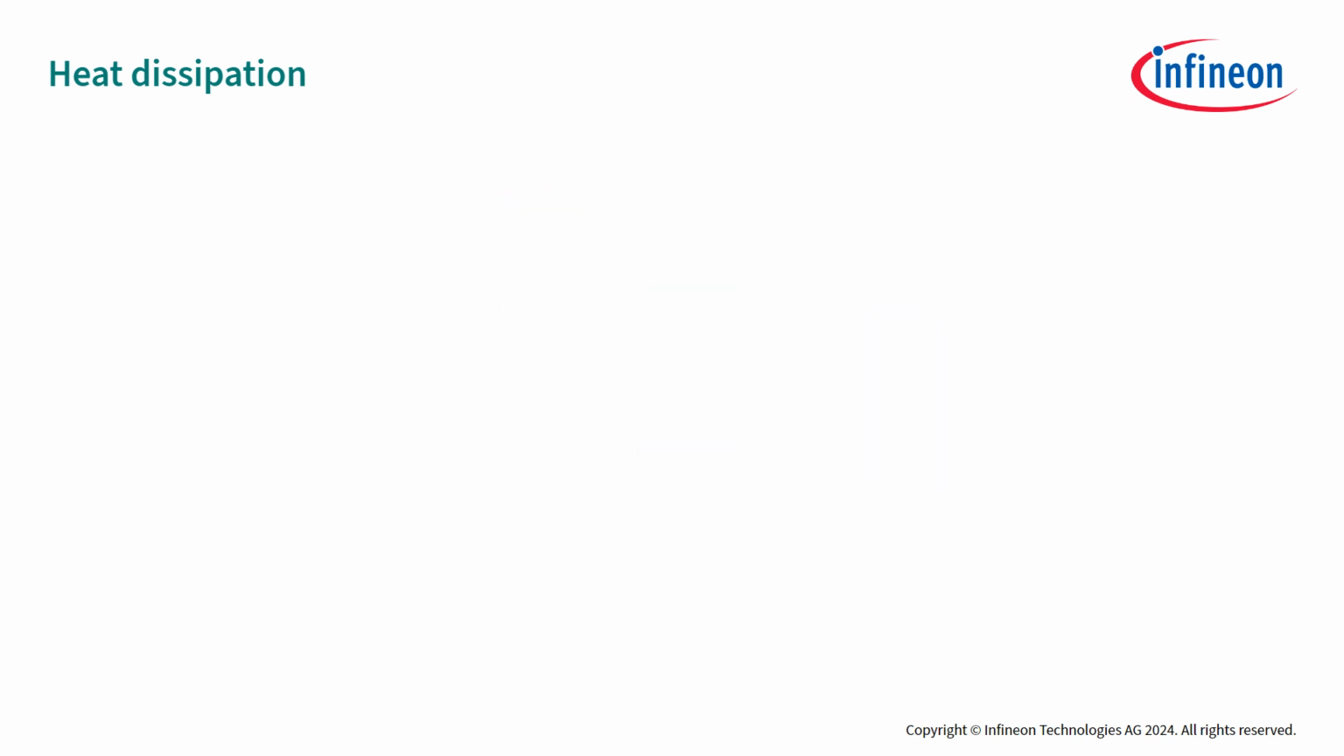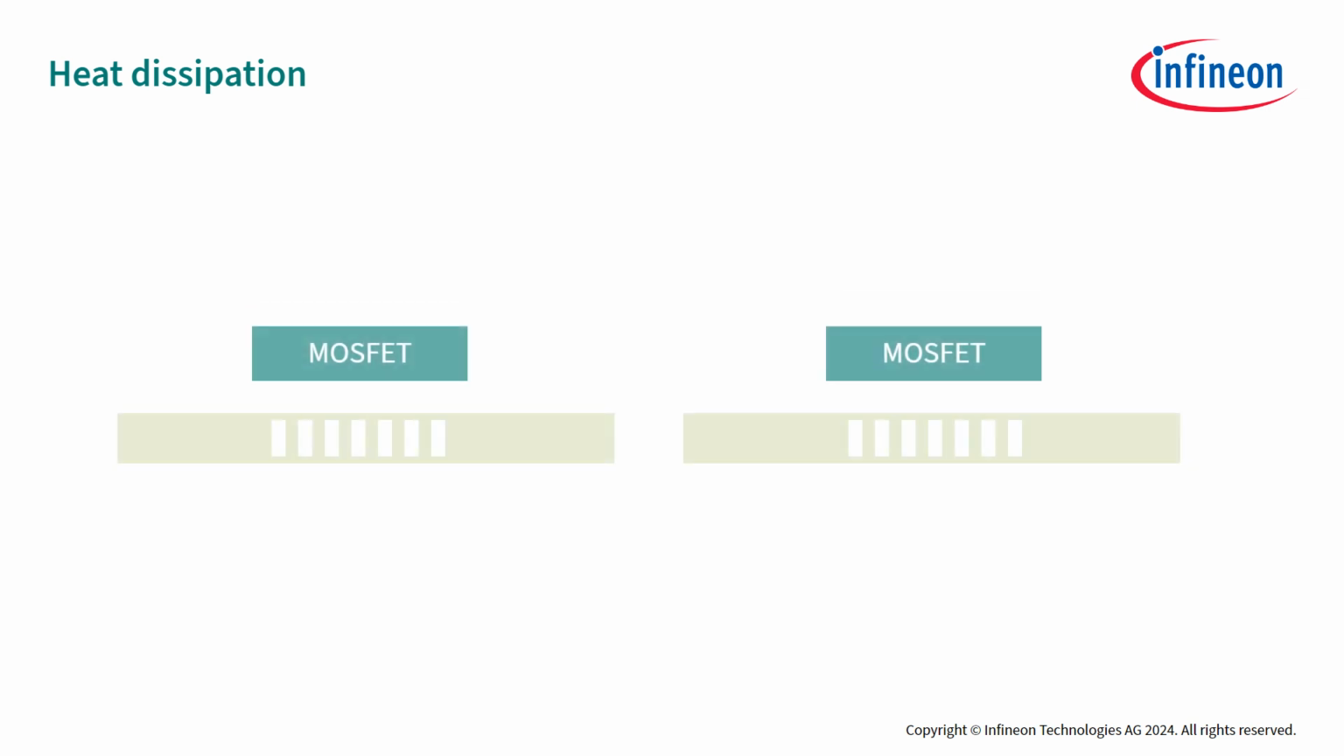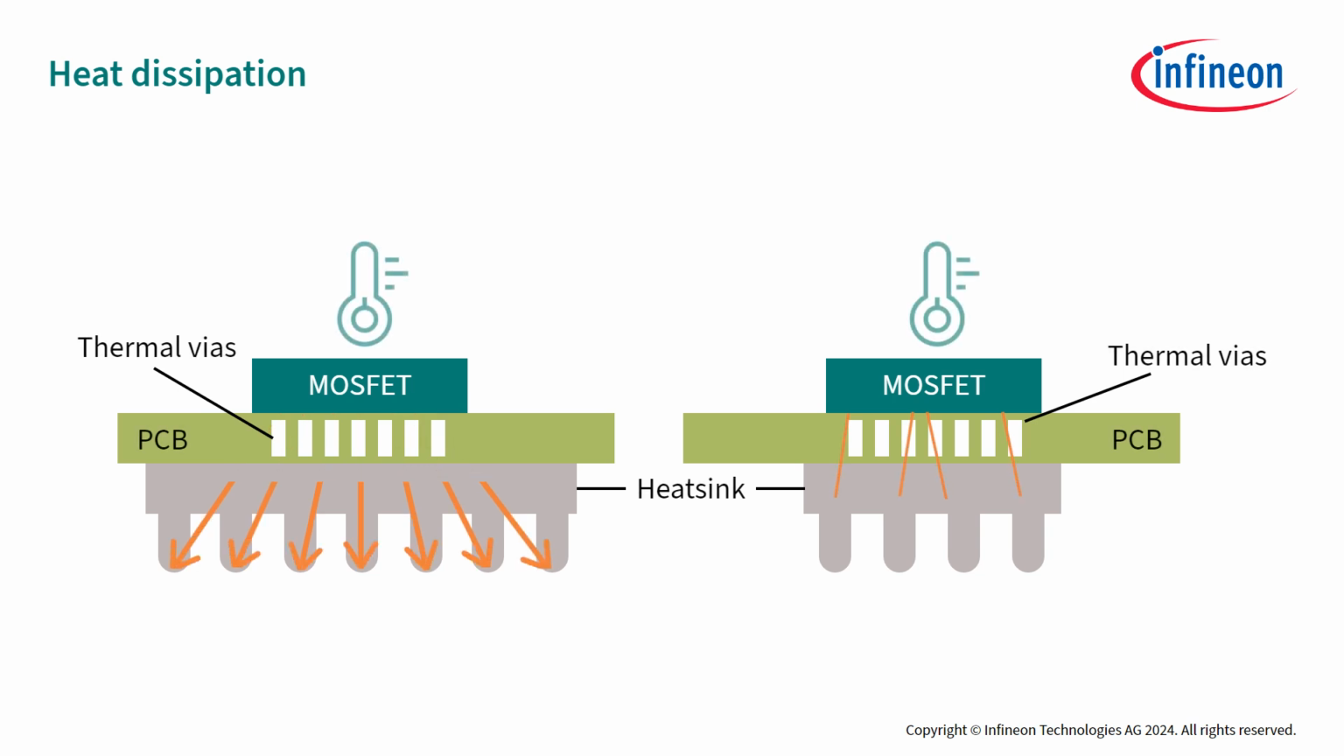To display this, let's look at two identical MOSFETs that are driving the exact same current. As you can see, the MOSFET on the right with the smaller heatsink assembly cannot get rid of the heat fast enough, and its temperature rises higher.